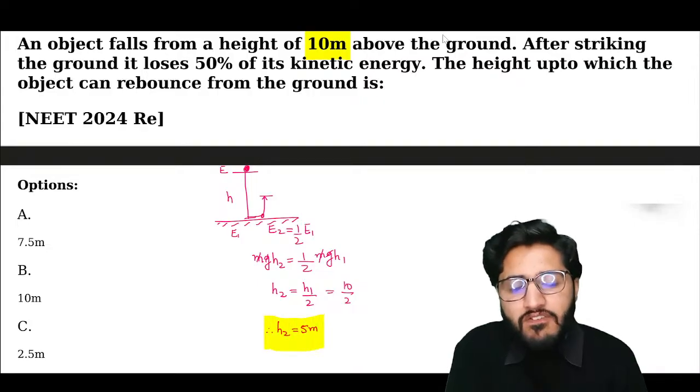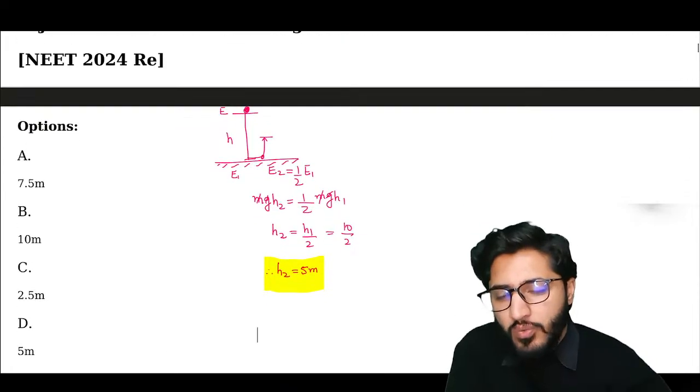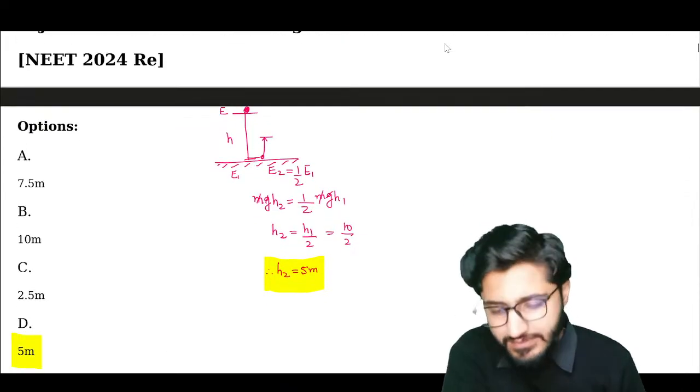So answer is 5 meter. So I guess 5 meter is option D. Yeah, option D is my correct answer.